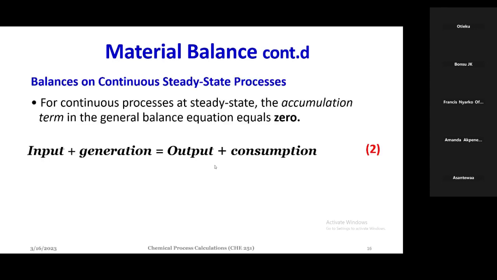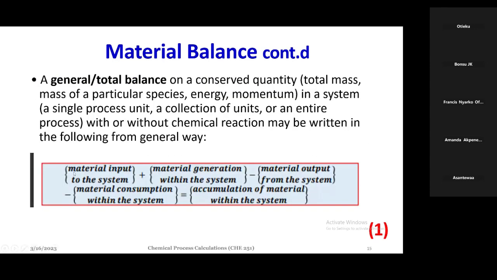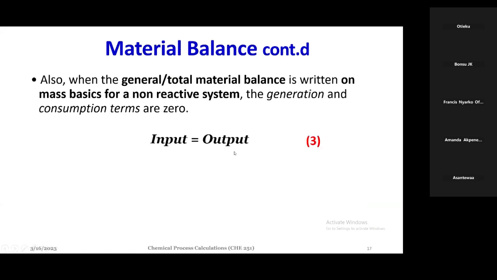So what you have to know is this overall material balance equation. So you can make adjustments. If you are dealing with a continuous process, then you know your accumulation is zero. If it is a non-reactive system, your material generation part goes to zero. Your material consumption part goes to zero. So you are left with material input minus material output should be equal to zero. And that will give you input equals output. So what you feed in should be equal to what comes out if there is no accumulation and if there is no reaction taking place.